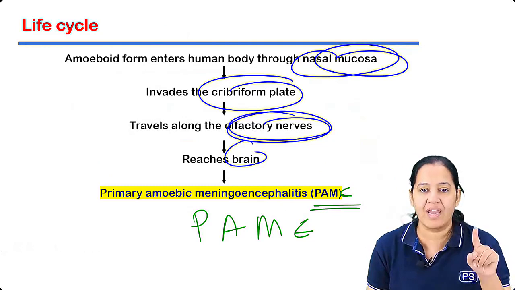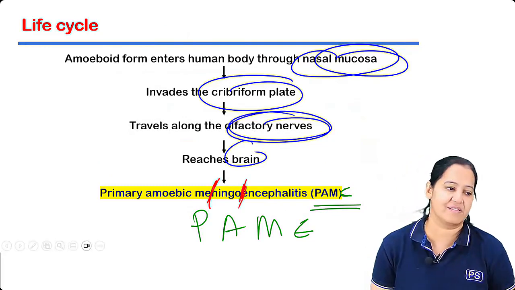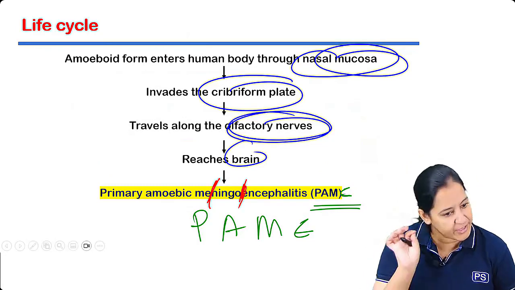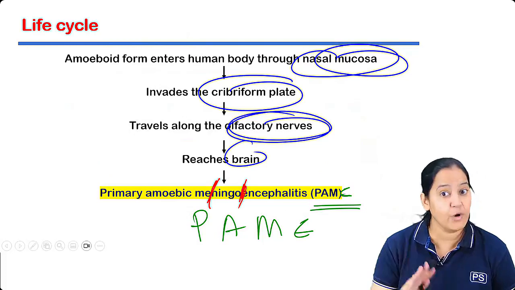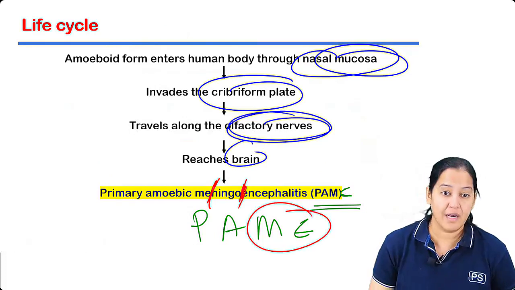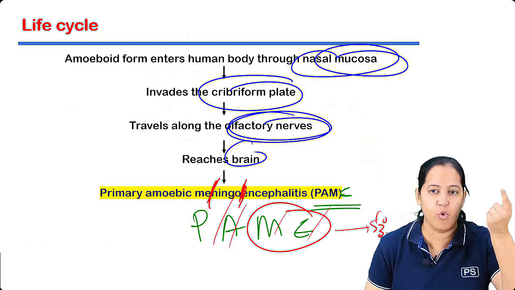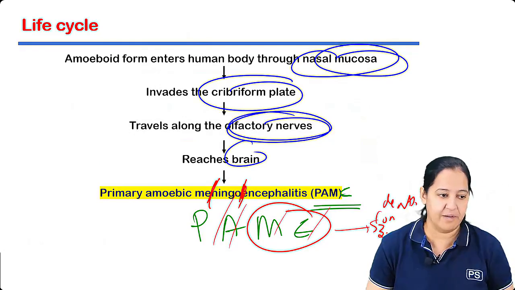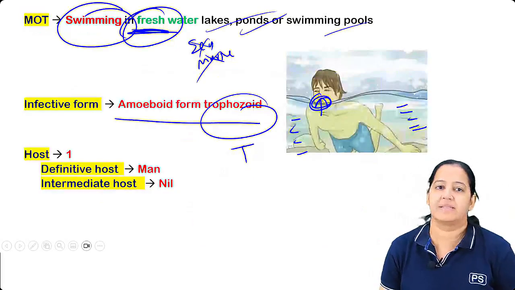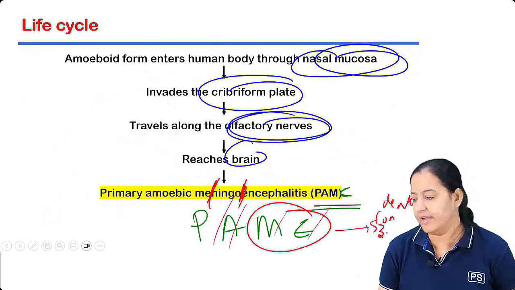I want you to highlight meningitis as well as encephalitis. I want you to highlight it. It will give you a clue in the question. Meningoencephalitis. Dono cheez karta hai. Hai na? Primary amoebic meningoencephalitis. Patient has seizures, coma, death. No treatment available. Okay, ji. Hai na? So that is the thing. Okay, read your chart.